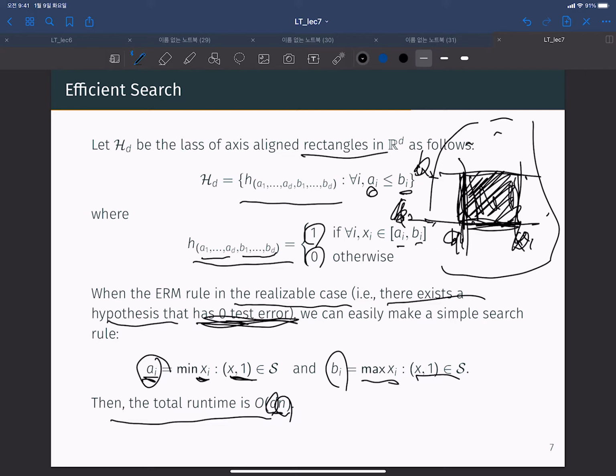So although there are infinitely many different hypotheses, because we can define many different rectangles using different AI and BI values, the training complexity for the simple learning rule using min and max operations requires just d times n computations.